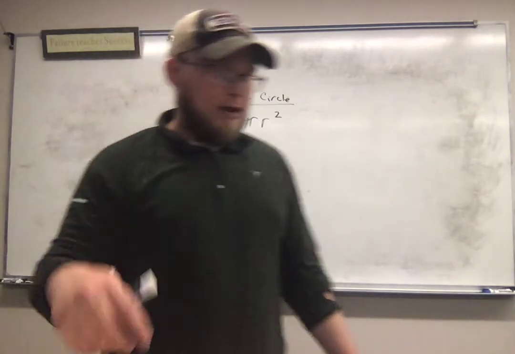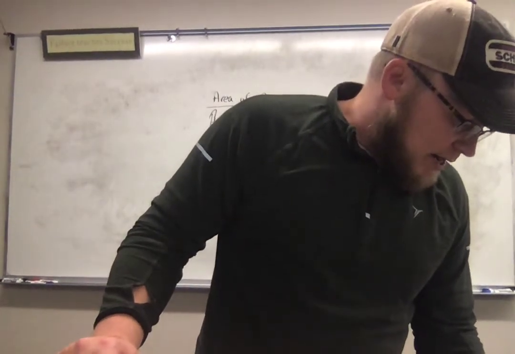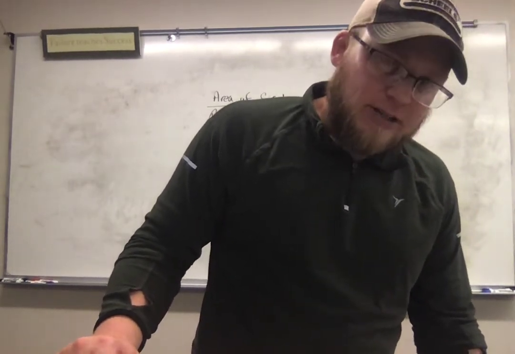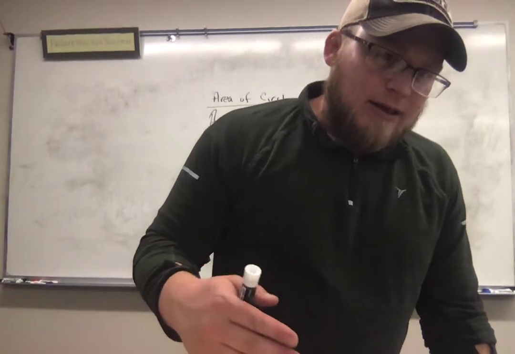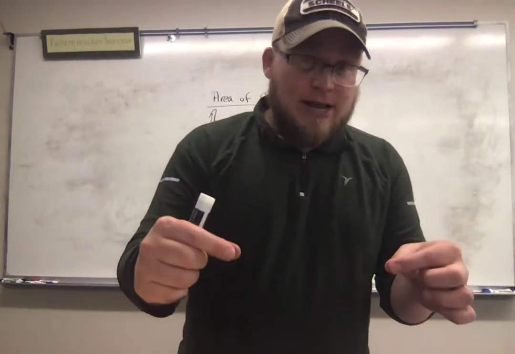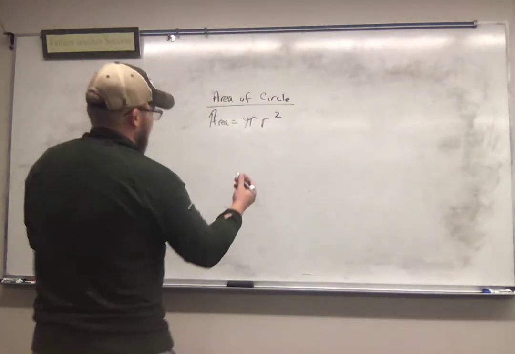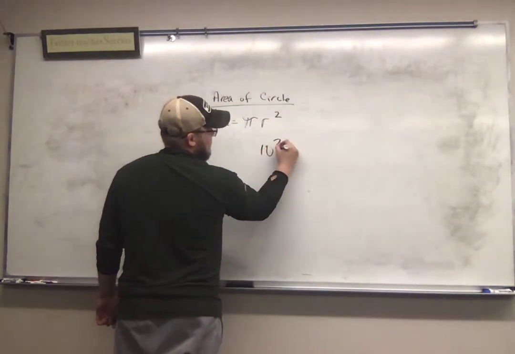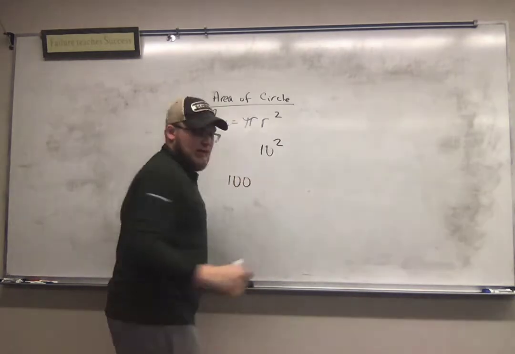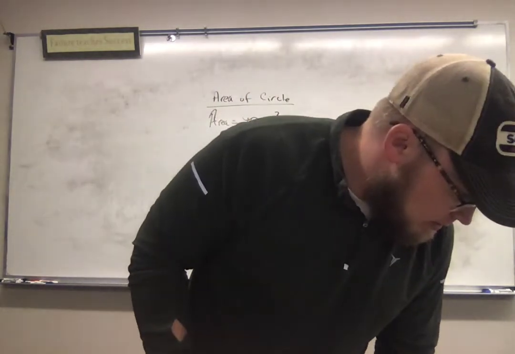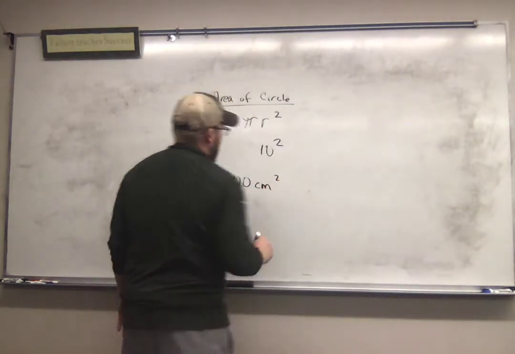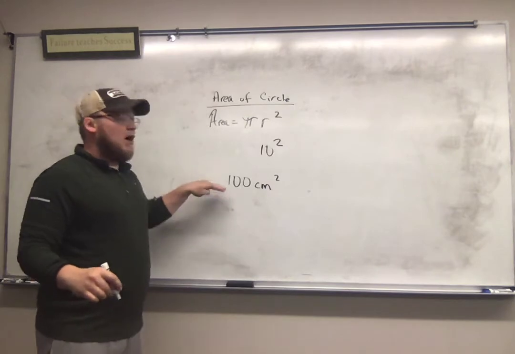So the first thing we got to do is the radius times the radius. Okay? It says the diameter, the very first thing it told us, is 20. And that means all the way across the circle is 20. So half of that, the radius, is going to be 10. So we're now looking at 10 squared, which is 10 times 10. The area is going to be 100, I believe it's centimeters. Yep, centimeters squared.